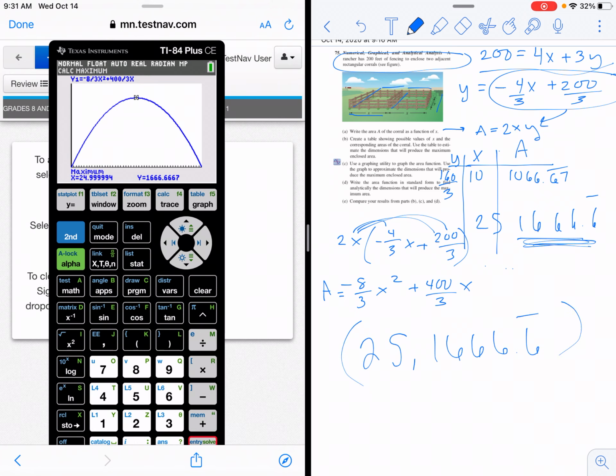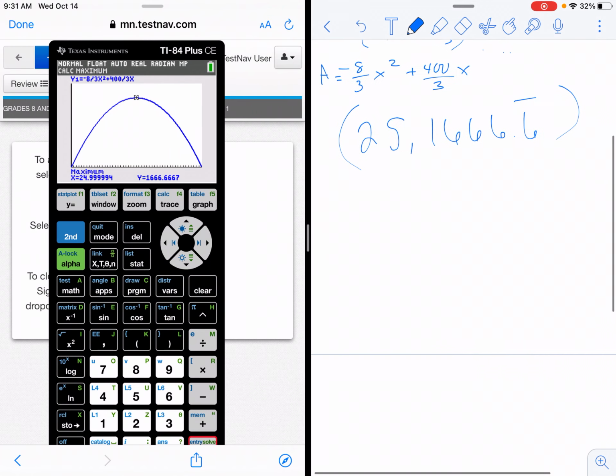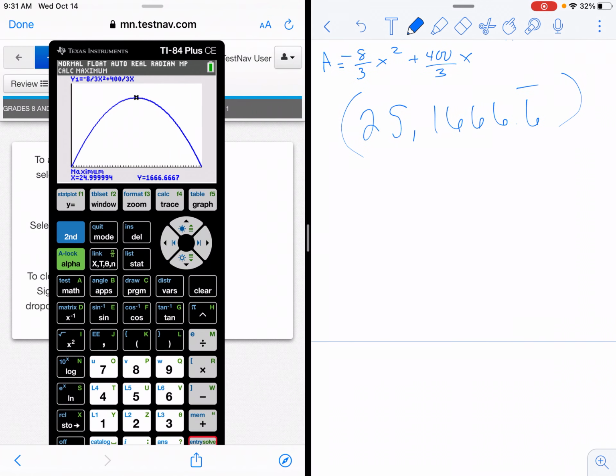And then it says write the area function in standard form. So if we start with y equals negative 8/3 x squared plus 400 thirds x, our first step here is to factor out the a value. So if I factor out the a value, 400 divided by 8 is 50, and since I took out a negative, this should be minus. Oops.